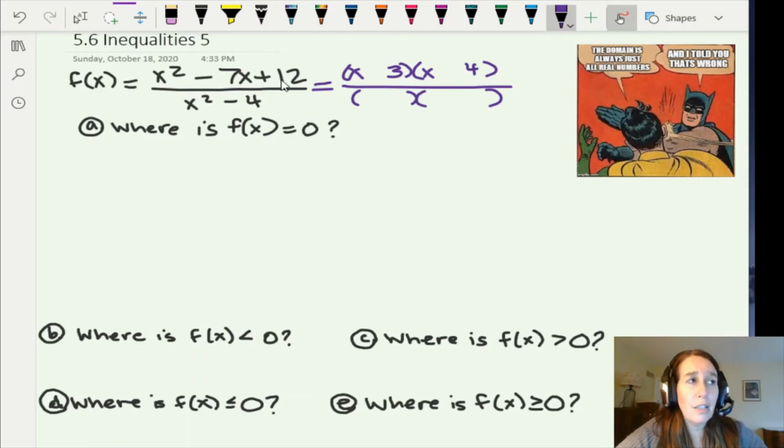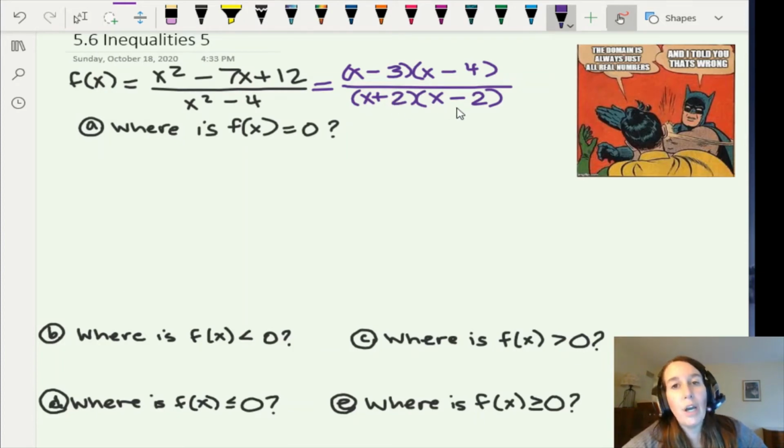Because I want positive 12, but I could add negative 3 plus negative 4 to get negative 7 when I add. Okay? And then on the bottom, x squared minus 4 is a difference of two squares. It's x plus 2 times x minus 2. Okay? So you notice with this function that nothing divides out. So if you recall from the rational function chapter or section, then negative 2 and 2 would be undefined in the function, and they would both be vertical asymptotes, right? Because they do not divide out.